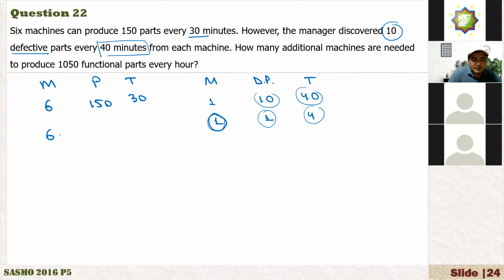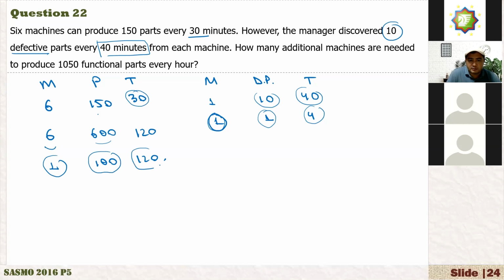Okay. Anyway, 6 machines, right? How about if I multiply this by 40? 4. 120 multiplied by 4, here we have 600, right? So we have more machines, they can produce more, right? So that means that one machine, divided by 6, here we have 100 in 120 minutes. So one machine can produce 100 parts in 120 minutes. But actually every 4 minutes, it just produces one defective part. So now again, if I just divide this both by 4, because by 3, it will not be divisible.